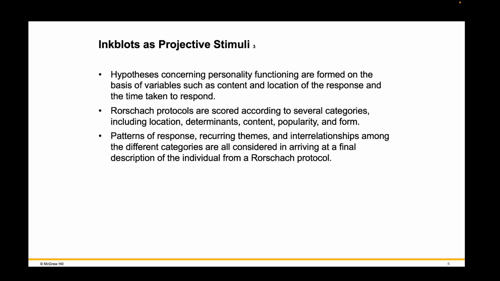So, aside from these categories na iskoran mo, patterns of response, recurring themes, and interrelationships among different categories are all considered in arriving at a final description of the individual from the Rorschach protocol. So, actually, mas nakikita mo yung ganong recurring themes and patterns of response sa mga clients ko na clinical kesa dun sa mga clients ko na non-clinical.